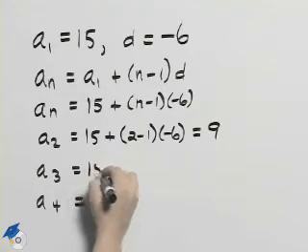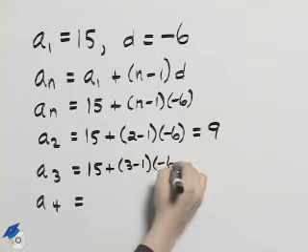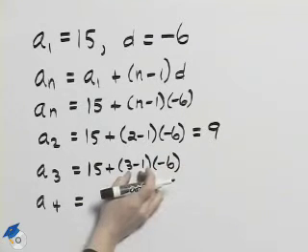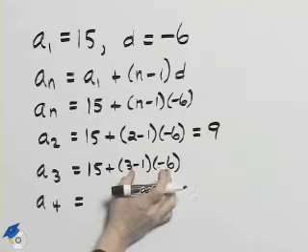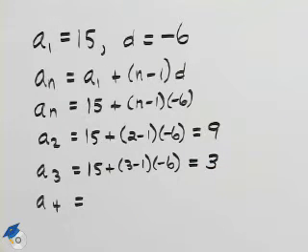For a sub 3, we'll have 15 plus 3 minus 1 times negative 6. 3 minus 1 is 2. 2 times negative 6 is negative 12. So 15 plus negative 12 is 3.